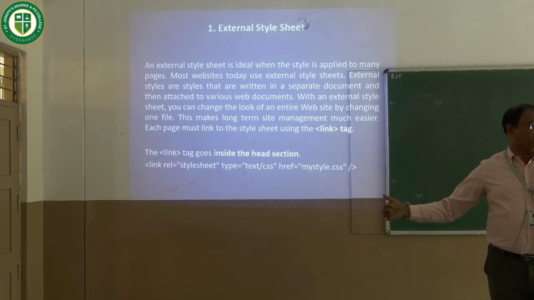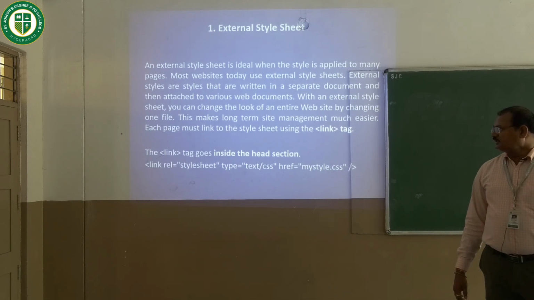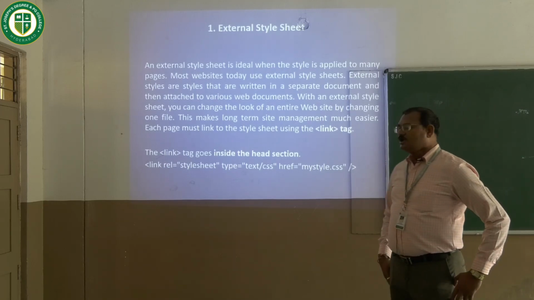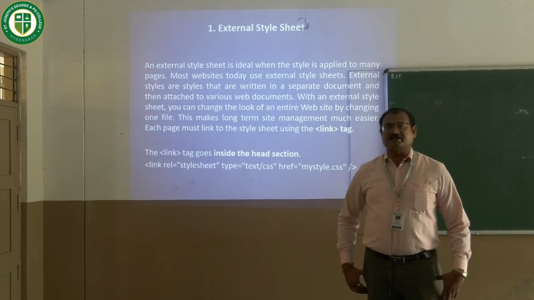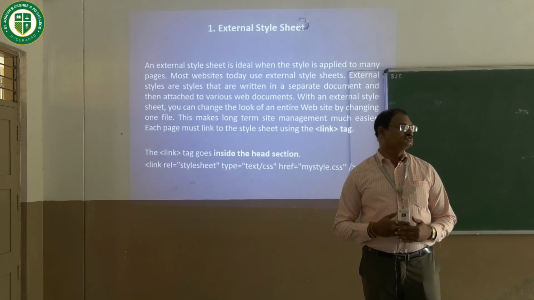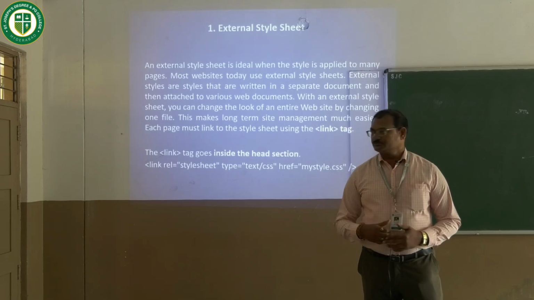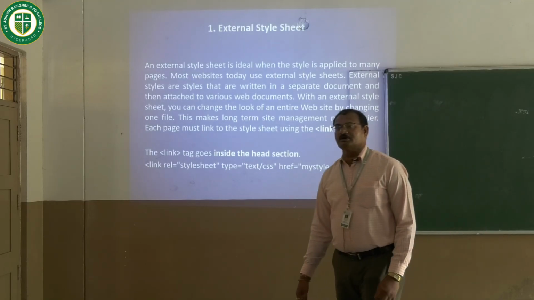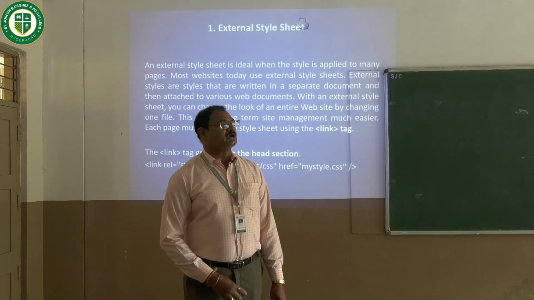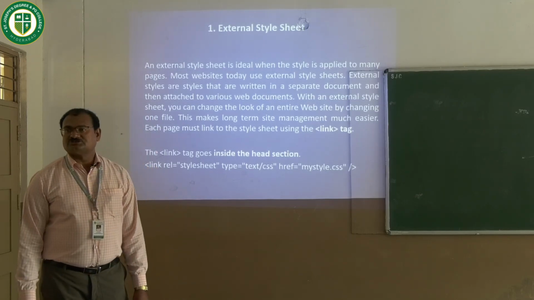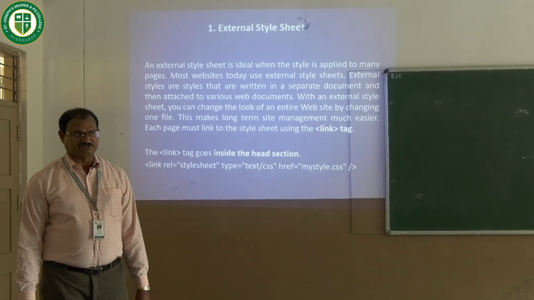Three attributes. One is rel, relation. There we are providing the style sheet, and type is equal to text slash CSS. So that is the content you are using to write the program. And href, it is the attribute where you are providing the name of the external file, that is the CSS file. So the name of the file is mystyle, and the extension of the file is .css.